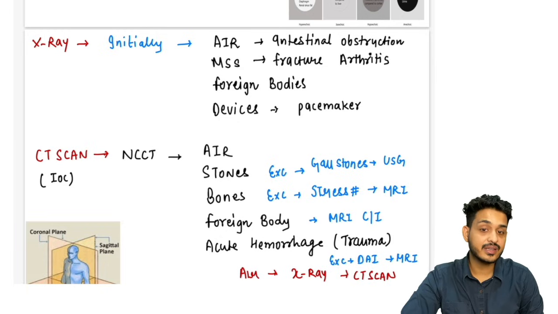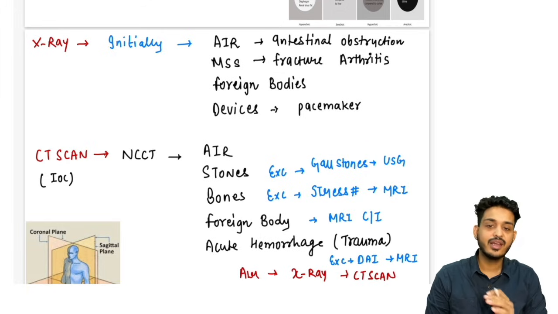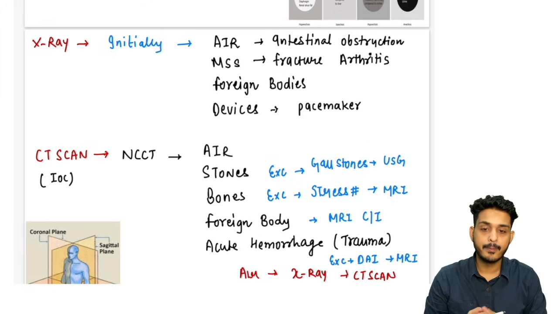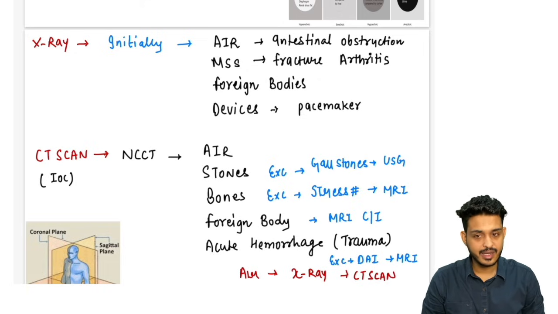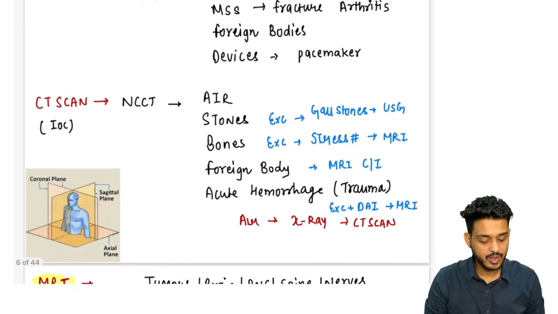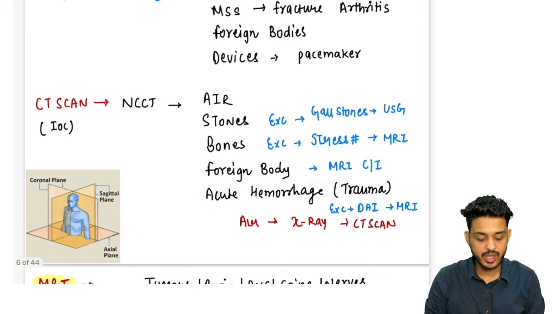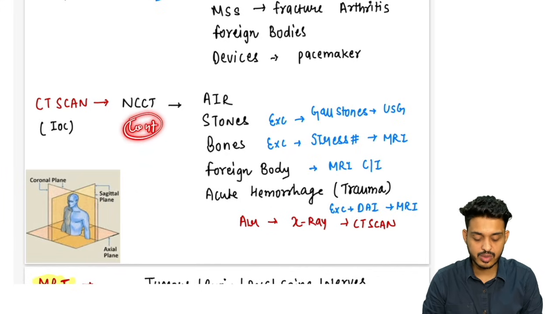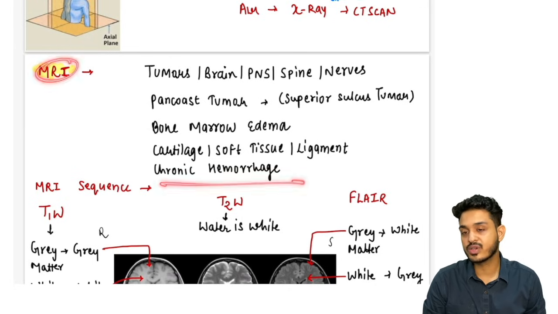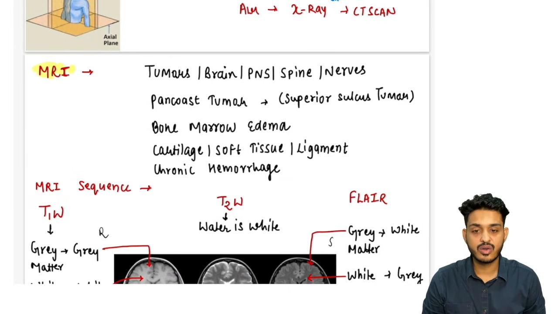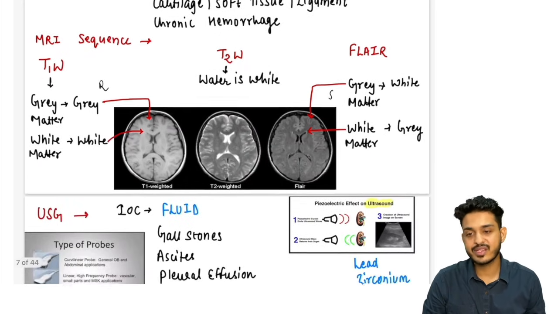For air anywhere in the body, the initial investigation of choice is going to be X-ray. Fracture, you are going to do X-ray. But remember, stress fracture is where you are going to do MRI, right? Acute bleed or acute hemorrhage in the body, you are going to do a non-contrast CT scan. We can use contrast also; I'll teach you what the contrasts are. For chronic hemorrhage, we can do MRI. Soft tissue and bones, we are going to do MRI.